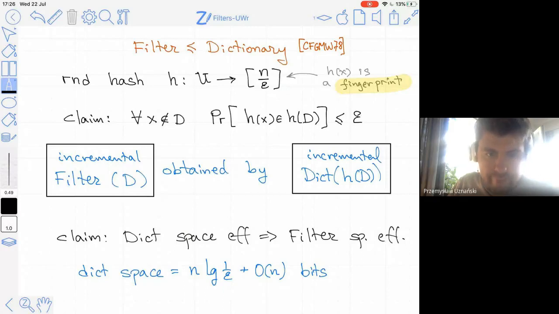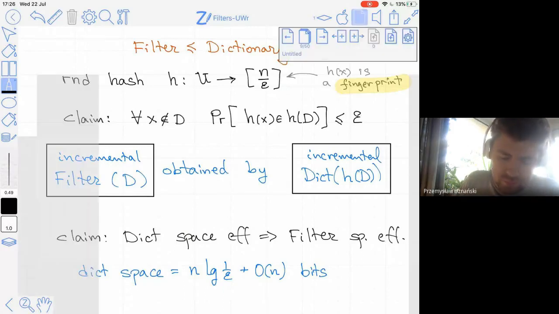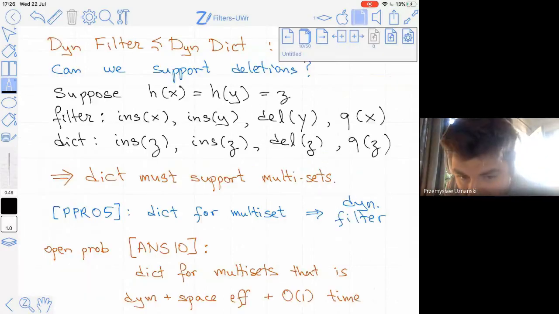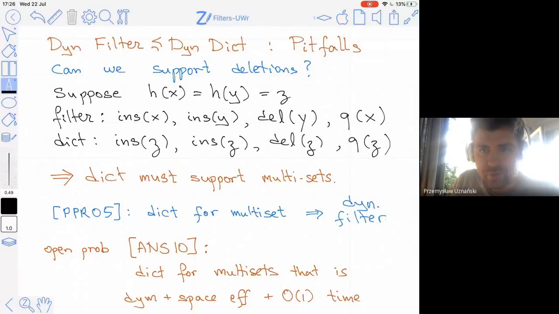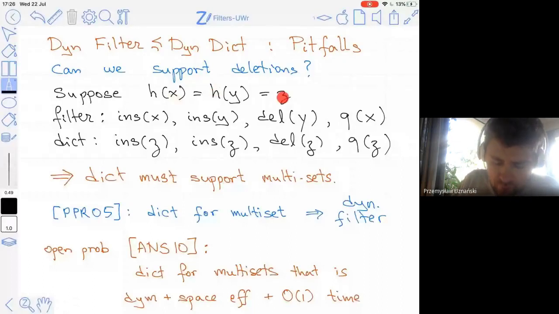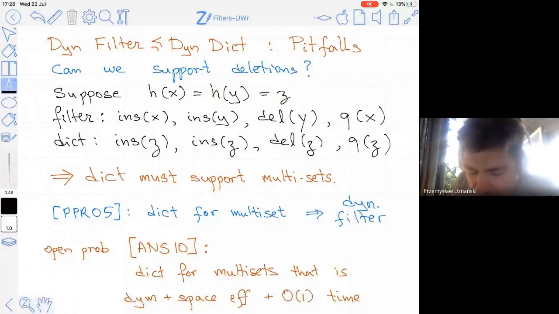Okay, so we have this simple reduction, and we're going to play a lot with this reduction, but let's see what its pitfall is in the dynamic setting. Can we support deletions? Suppose I have two elements, x and y, that collide under H. So H of x and H of y both equal z, and the filter is asked to insert x, insert y, delete y, and then we have a query over x.